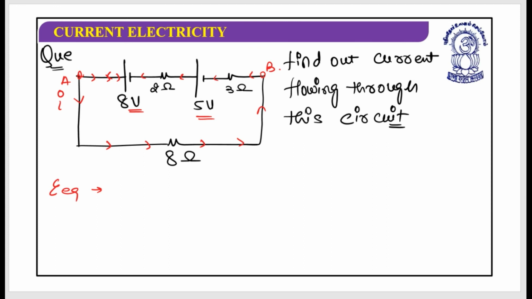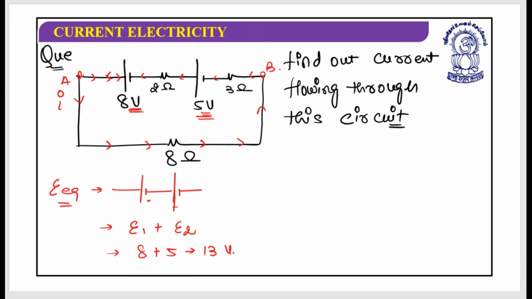Now how could I find out the E equivalent? It's 8 volt and 5 volt. They are connected like this: the negative terminal of the first has been connected with the positive terminal of the second, and so on. So this can be written as E1 plus E2, which is 8 plus 5, which is 13 volt. This is the E equivalent.